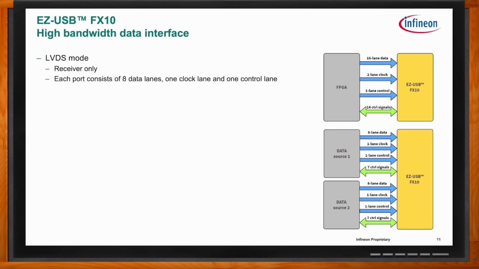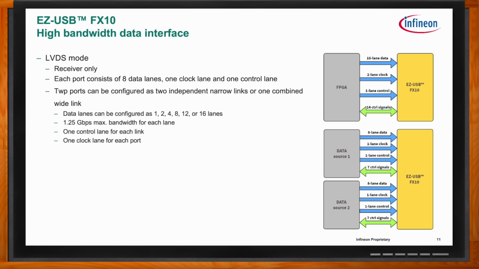Each port consists of 8 data lanes, 1 clock lane and 1 control lane for this LVDS mode. 2 ports can be configured independently or together. We can support many different configurations in terms of data lanes. I can use 1 lane, 2 lanes, 4 lanes, 8 lanes, or even up to 16 lanes. With the 1.25 gigabit maximum bandwidth for each lane, the total maximum performance you can get is with 16 lanes. So it really depends on your design.